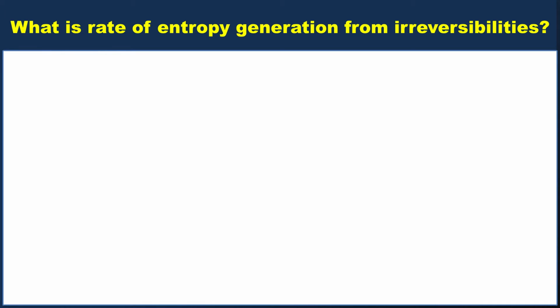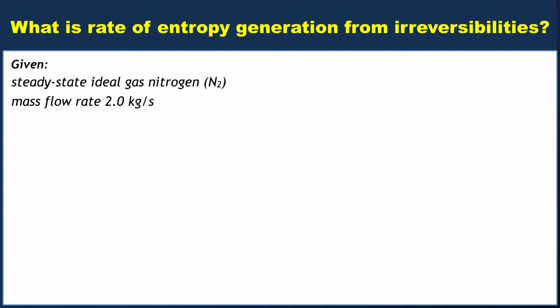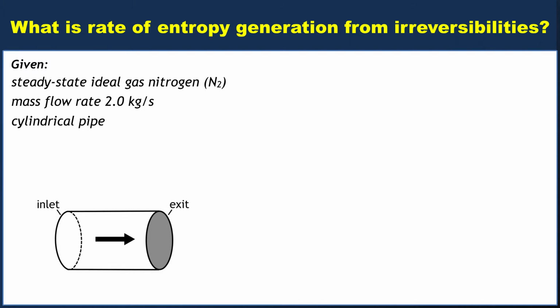Let's practice entropy balance with an open system, and in this case, our goal is to compute the rate of entropy generation from irreversibilities, which is sigma dot. So imagine that we're given a steady flow of ideal gas nitrogen, molecular nitrogen, and that the mass flow rate is 2 kilograms per second going through a cylindrical pipe that looks something like this, so the sides of the pipe are parallel to one another.